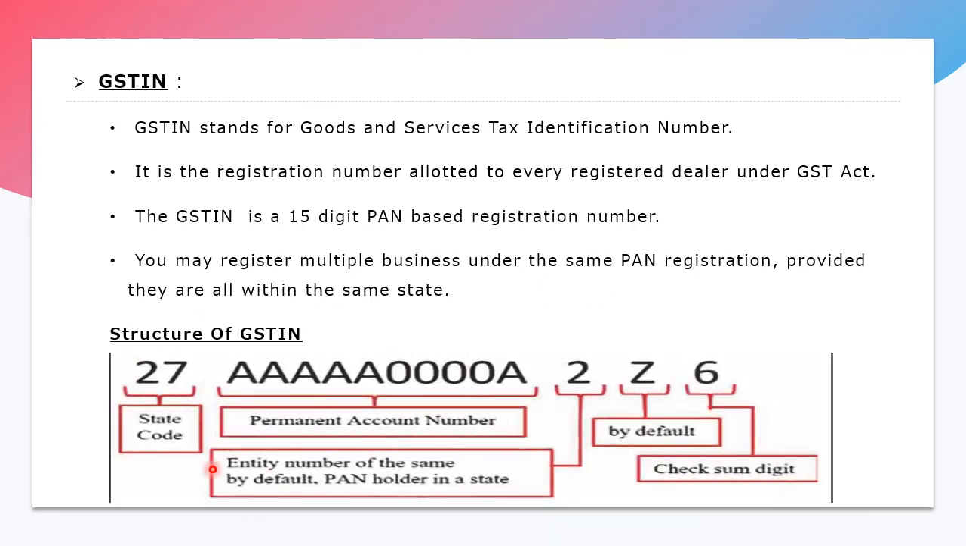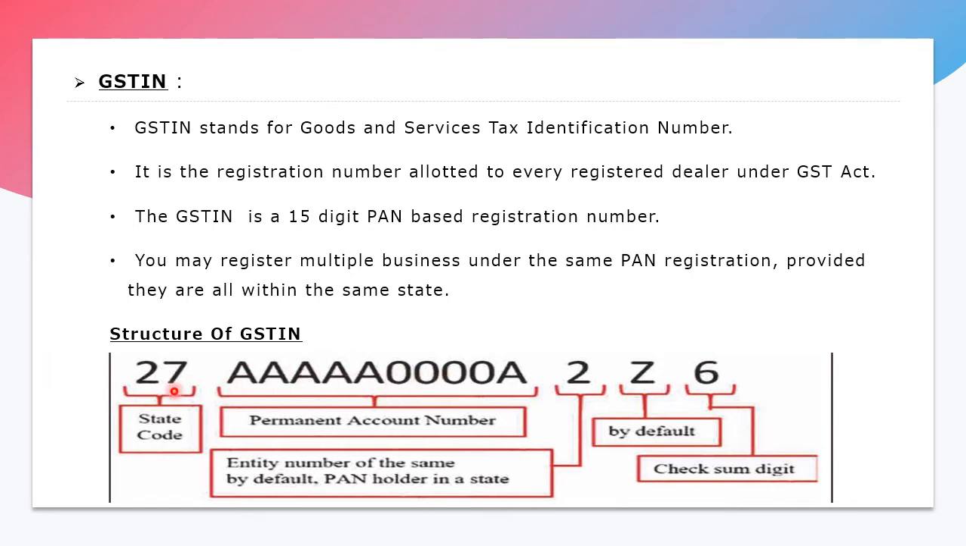So see, this is the structure of GSTIN. This is a 15-digit PAN based registration number. If you count, this is 1, 2, 3, 4, 5, 6, 7, 8, 9, 10, 11, 12, 13, 14, 15. Okay, so this is a 15-digit PAN based registration number. This 10-digit part is your PAN number, means the dealer who is going to register under the GST Act, that dealer's PAN number will be this one.